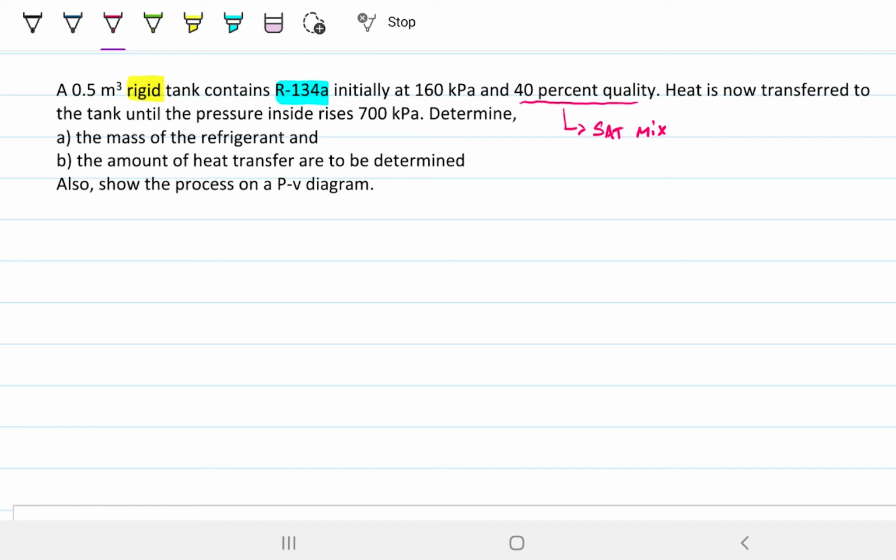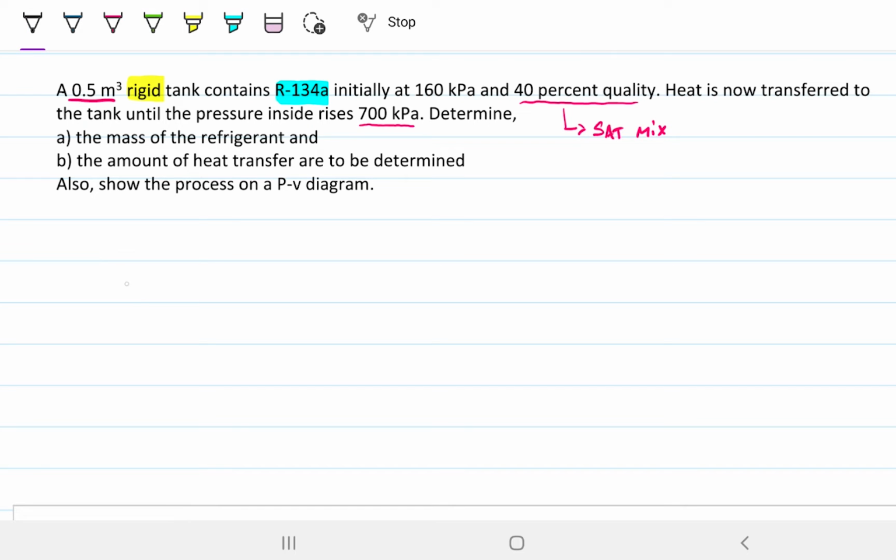Heat is now transferred to the tank until the pressure inside rises to 700. So we have this bit of information here for the second state, in addition to the idea that the volume in the second state is 0.5, right? Mass of the refrigerant and the amount of heat transferred.